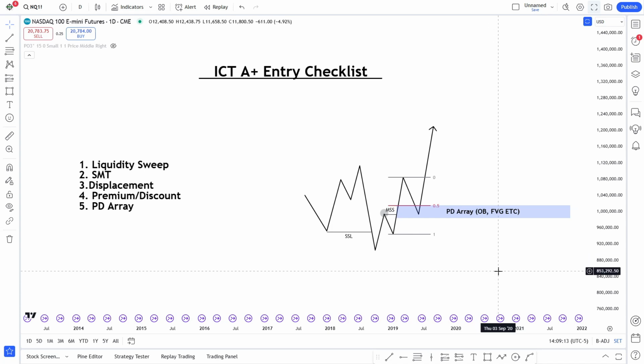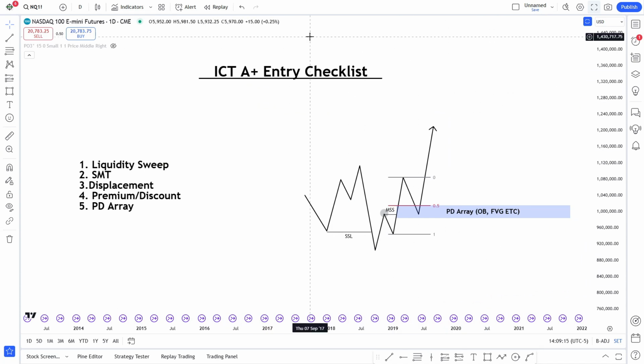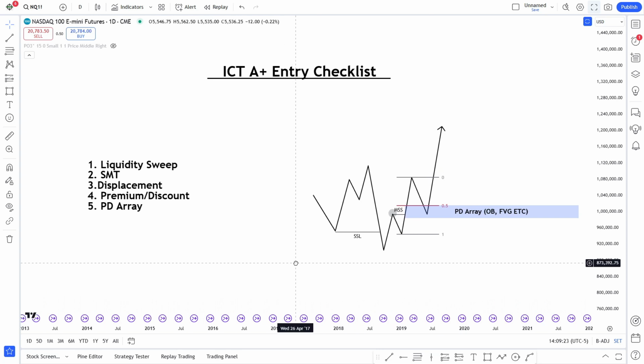In this video I'll be going over the ICT A+ entry checklist that I look for to always get me my high probability setups. Okay, so without further ado, let's get straight into the video.